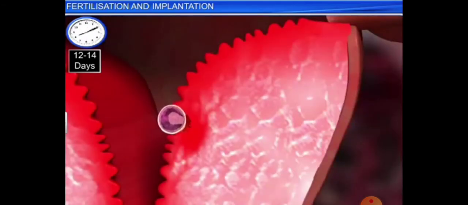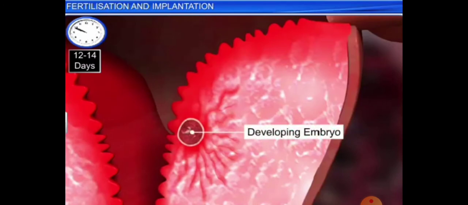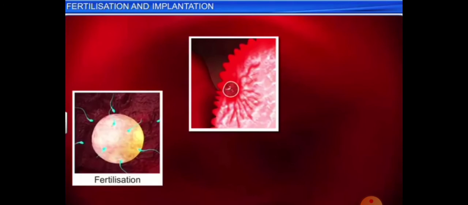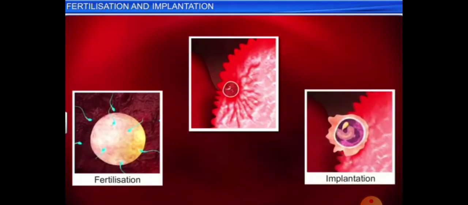Once implantation has occurred, pregnancy gets initiated. Moreover, after implantation, the inner cells get differentiated and begin to form the embryo. Embryo formation is thus a complex process that begins with fertilization and ends with the implantation of the embryo.